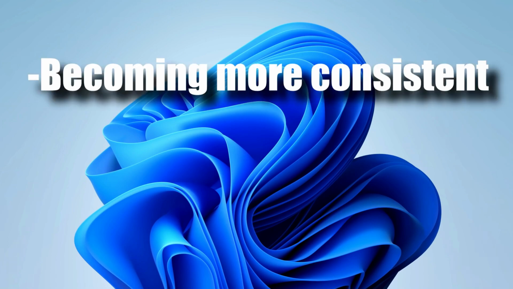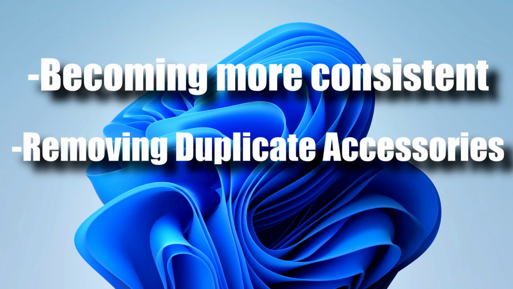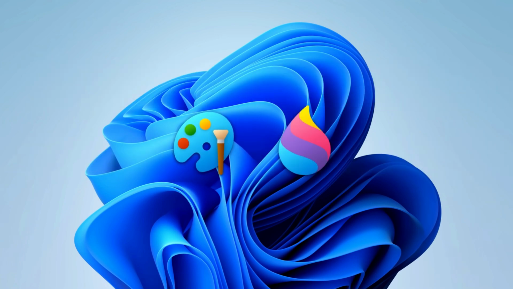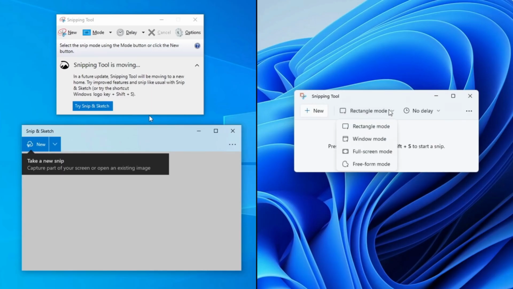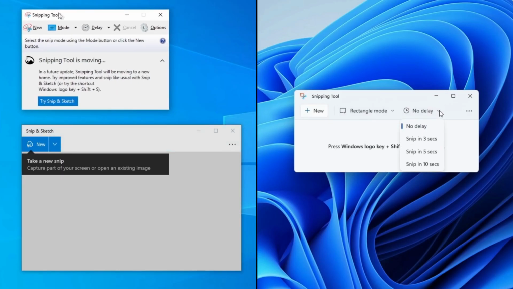Microsoft has also done a lot to make sure Windows 11 is consistent and removing duplicate Windows accessories that were present in Windows 10. So, what they're basically doing is they're updating a legacy Windows accessory and removing the duplicate version. For example, Snip and Sketch has been removed and a newly updated Snipping Tool is now here with a more modern UI and various features from Snip and Sketch.